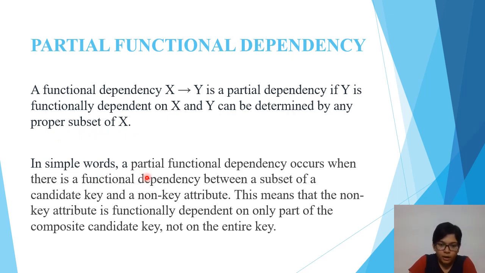In simple words, a partial functional dependency occurs when there is a functional dependency between a subset of a candidate key and a non-key attribute. See very carefully. Here we have a subset of a candidate key. What are subsets of candidate keys? We have discussed earlier. These are the prime attributes, and the non-key attributes means those attributes which do not take part in the formation of candidate keys, that is, non-prime attributes. So there is a functional dependency between prime attributes and a non-prime attribute.